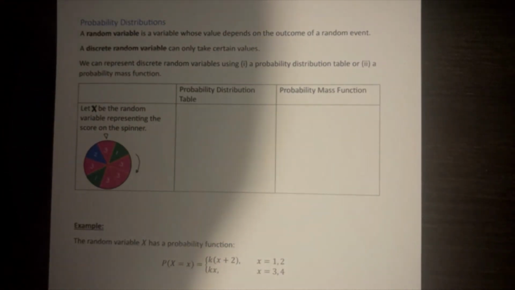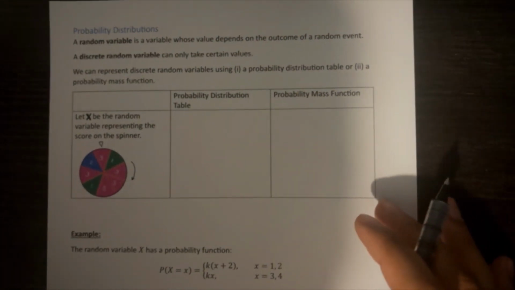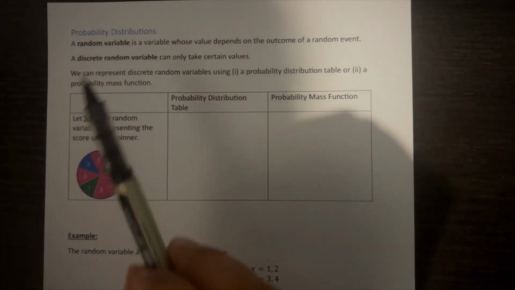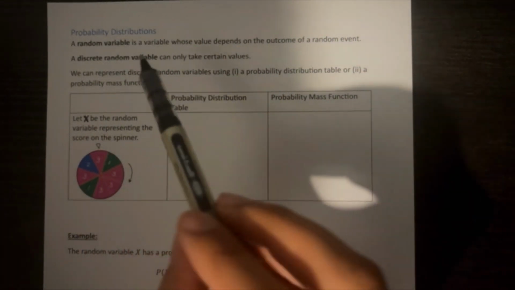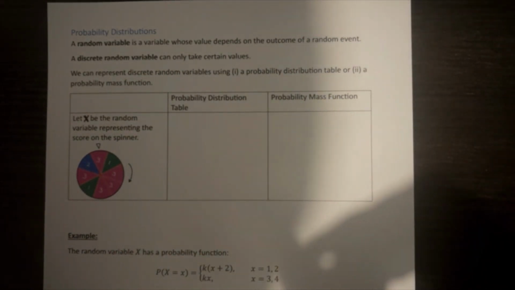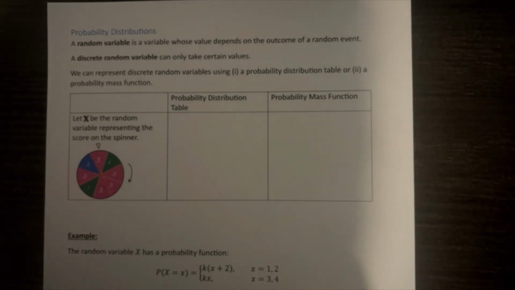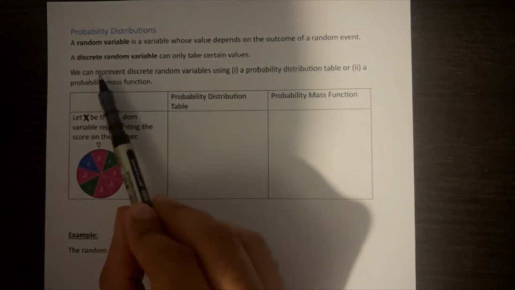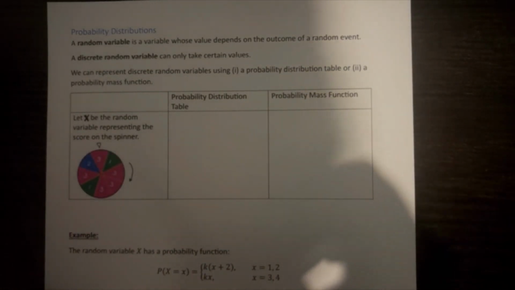In this video, we're going to look at probability distributions. So we're going to start by introducing the idea of something called a random variable. A random variable is a variable whose value depends on the outcome of a random event. And in particular, we're going to look at something called a discrete random variable.